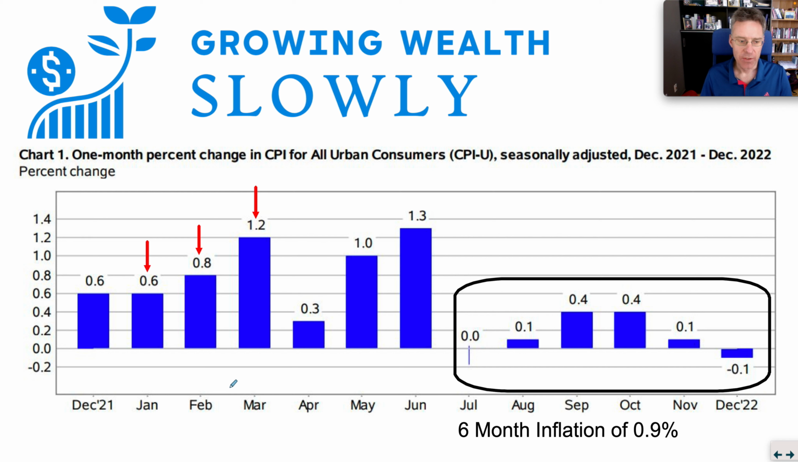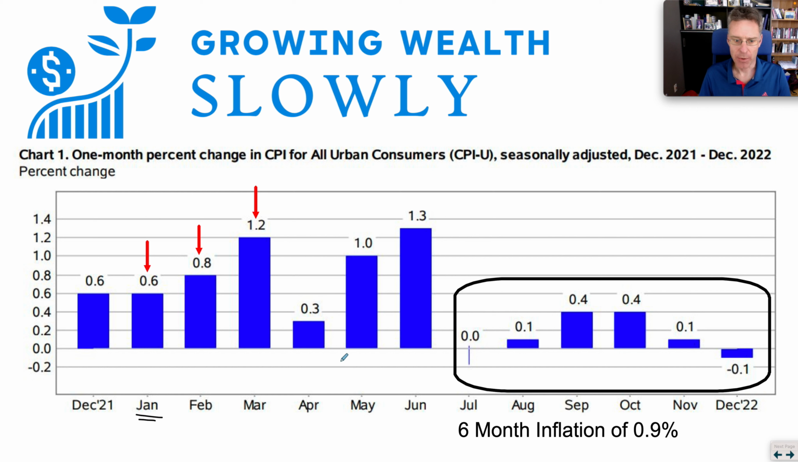In red arrows, I've highlighted the next months that are going to be rolling off. When we get the January reading in February, we're rolling off a 0.6 month-over-month inflation. So there's a 0.6, 0.8, and then a 1.2 month-over-month inflation. That's probably going to lead to drops of maybe 0.5 percentage point plus in each of the next 3 months in the overall inflation rate. So hopefully the trend of the last 6 months in the black box can continue.